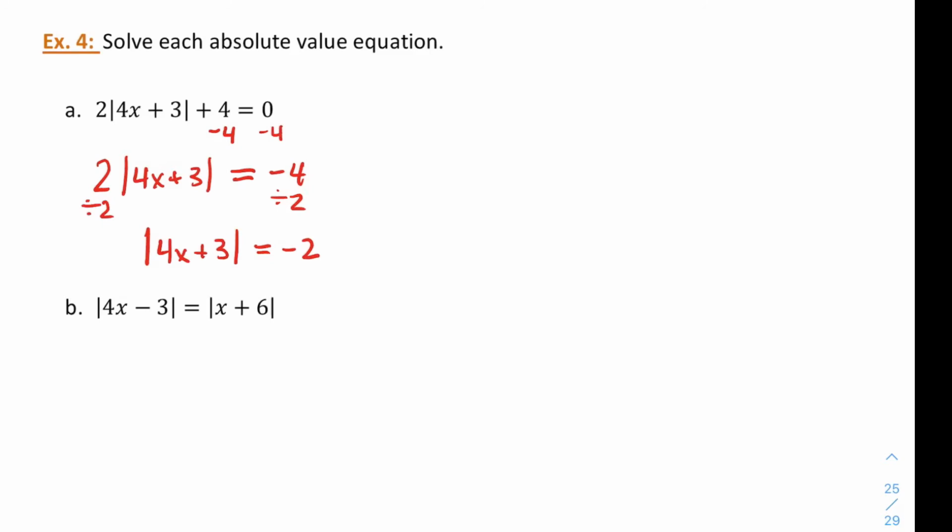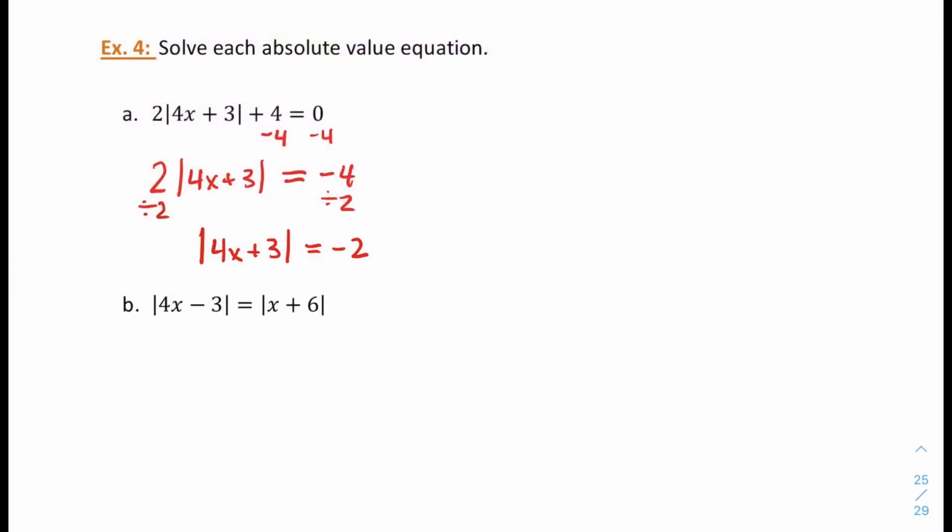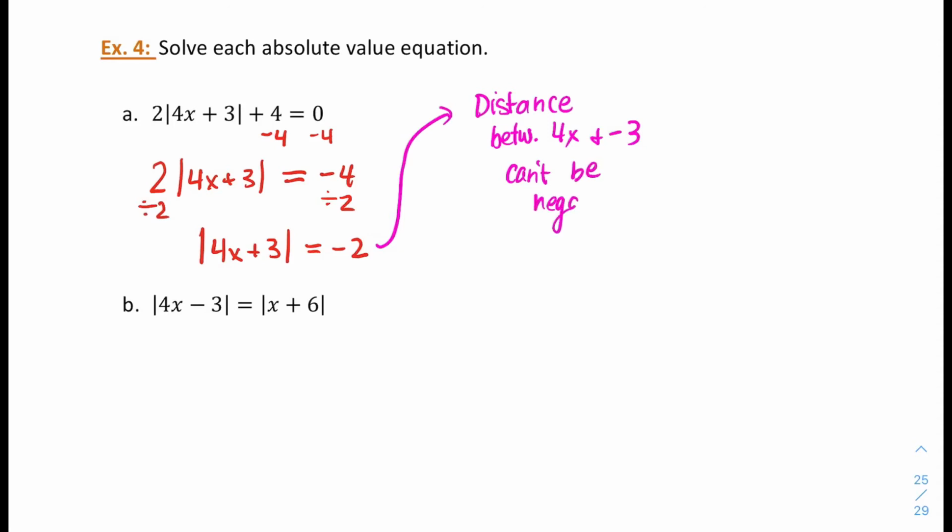Distributive property doesn't apply. Then I get to the point where I have the absolute value of 4x plus 3 equals negative 2. Well, if you think about what this says in terms of distance, this says the distance between 4x and negative 3, since it'd be minus negative 3, is equal to negative 2. But you can't have a distance be equal to a negative number. So this actually has no solution. Instead of writing my two cases and solving, wasting all that time, I'm going to notice that right now and just stop.